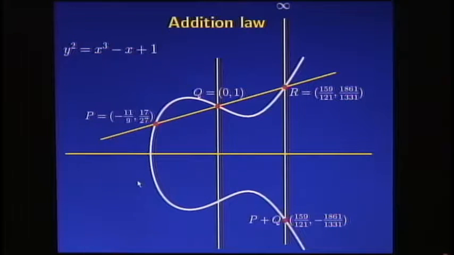Here's an example of y squared equals x cubed minus x plus 1 illustrating the group law. And so you have a point P, a rational point. When you plug in x is minus 11 ninths and y is 17 over 27, this satisfies this equation. And same, well, with 0, 1, that's obvious.